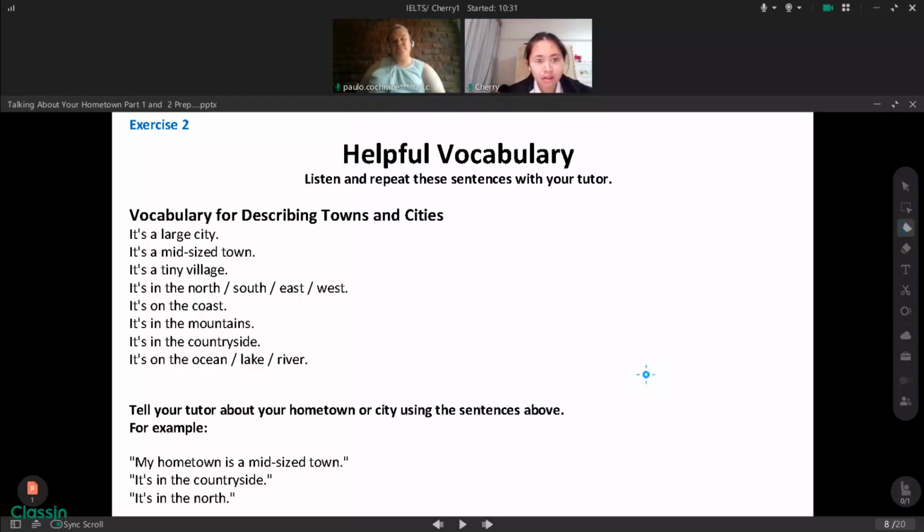It's a large city. It's a mid-sized town. It's a tiny village. It's in the north, south, east, or west. It's on the coast. It's in the mountains. It's in the countryside. It's on the ocean, lake, or river. My hometown is a mid-sized town.